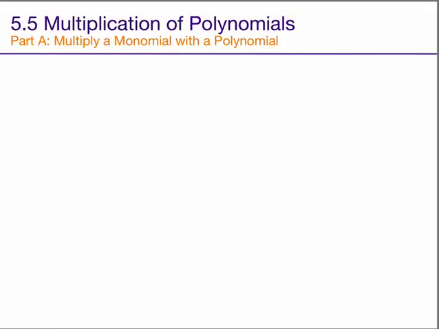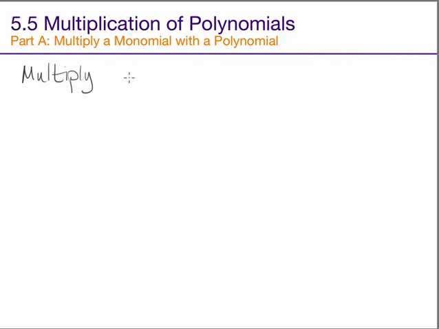Section 5.5 is called Multiplication of Polynomials, and Part A is multiplying a monomial with a polynomial. We skipped Section 5.3 in the textbook. Section 5.3 is all about operations with monomials, and one of the things that you do in Section 5.3 is multiply two monomials together. Here's an example of that.